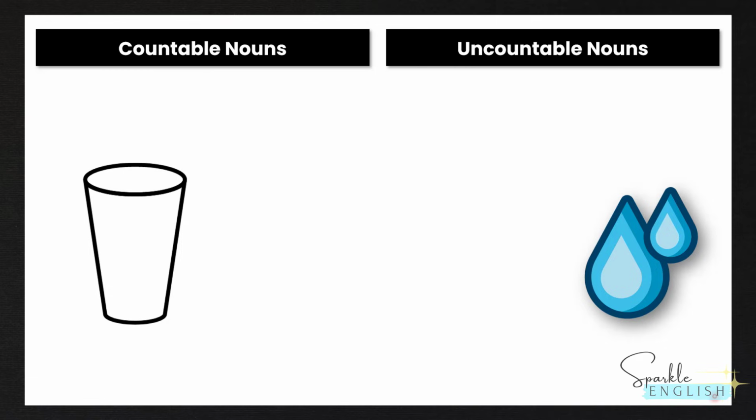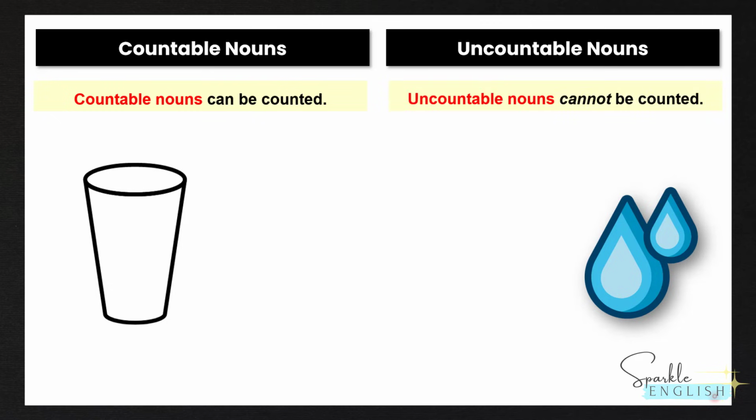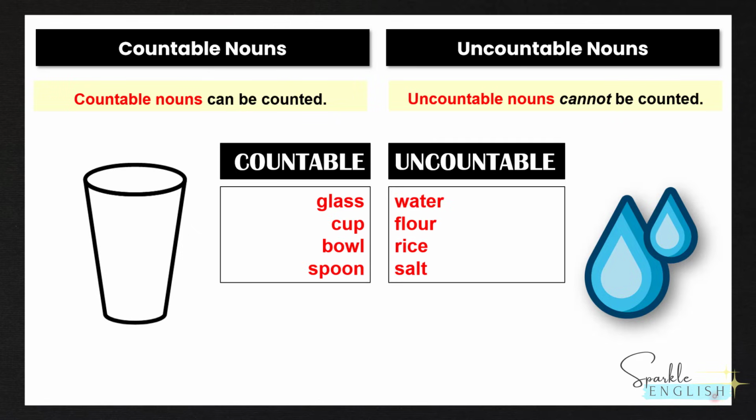Okay, now let's review countable nouns versus uncountable nouns. So countable nouns can be counted. Uncountable nouns cannot be counted. For example, a countable noun is glass. This is a glass. An uncountable noun is water. Countable noun is cup. Uncountable is flour. We don't say, I need 1 flour to make a cake. We would say, I need a cup or 2 cups of flour. You can't count flour. A countable noun is bowl. Uncountable, rice.